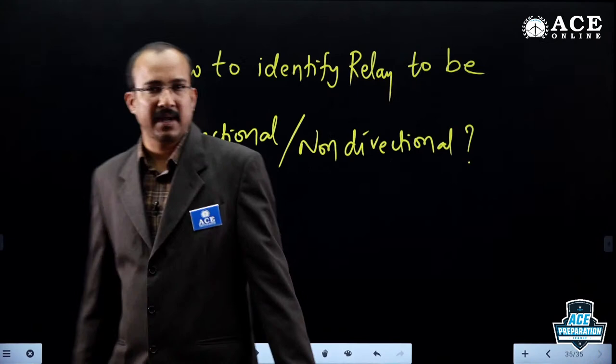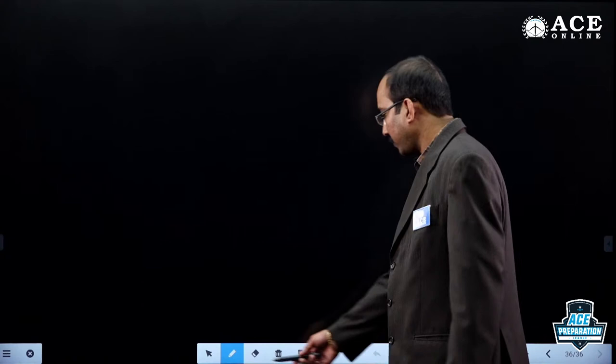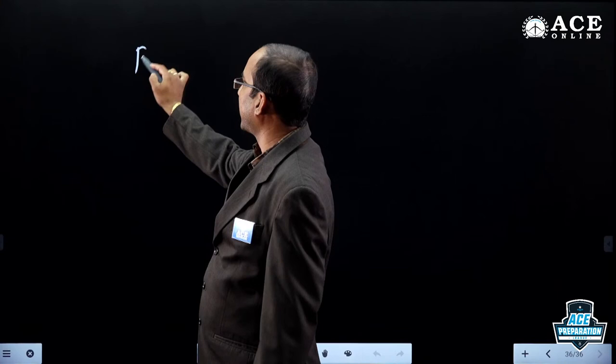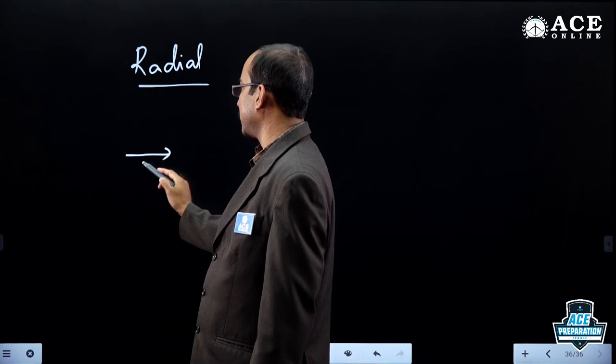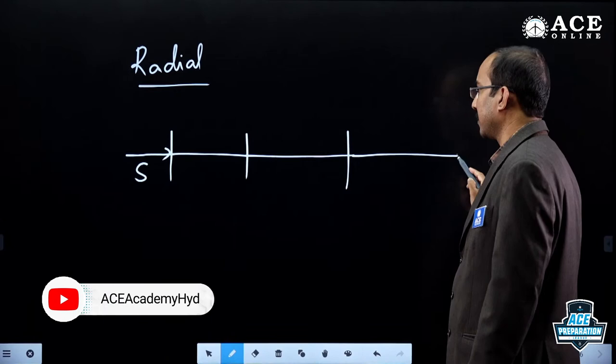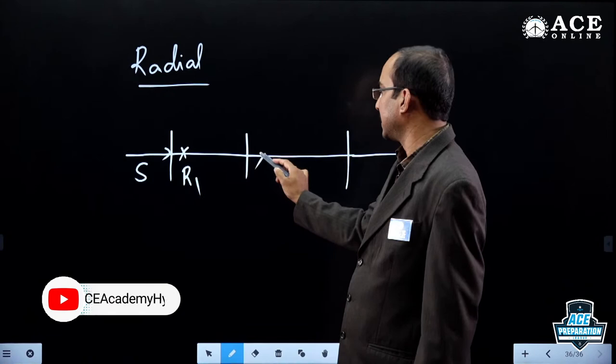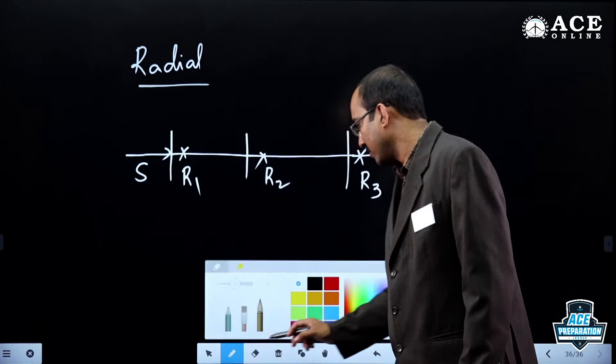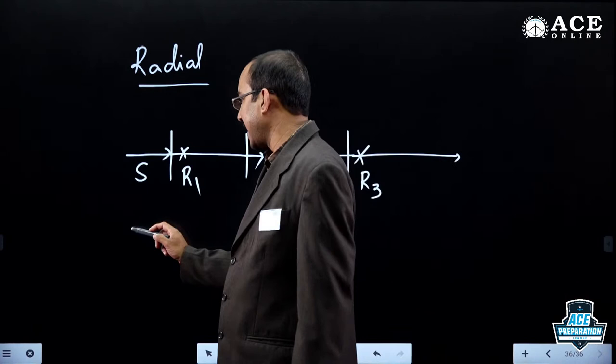Here, suppose if you take a radial system. Radial system, the source is connected only at one end. And if you take three sections, first section is protected by relay 1. Second section is protected by relay 2. Third section is protected by relay 3. Okay. So, during normal condition, what is the direction of current observed here?